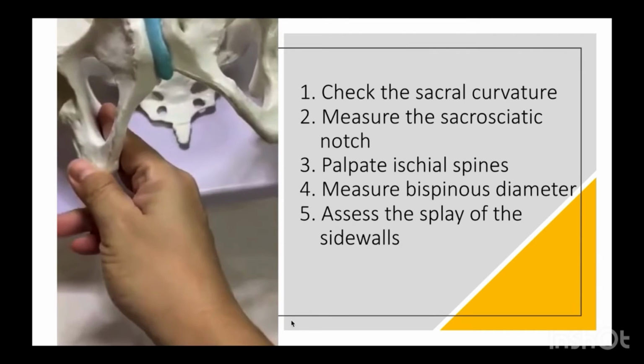Now, in assessing the splay of the side walls, we place our 2 examining fingers over the ischial spines like so, and our thumb over the ischial tuberosity. Now, if the ischial tuberosity is lateral to the ischial spines, then that is what we call a divergent pelvic side wall. Now, if the ischial tuberosity is medial to the ischial spines, then that is what we call a convergent side wall.